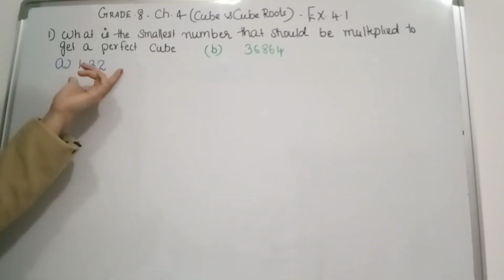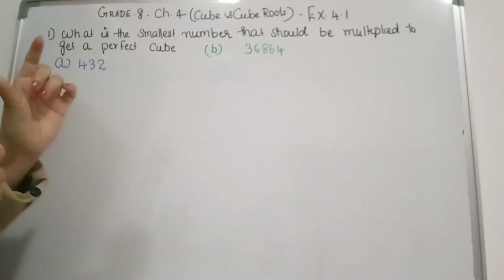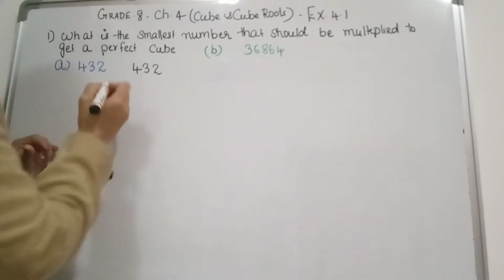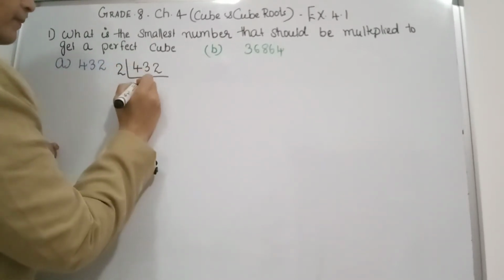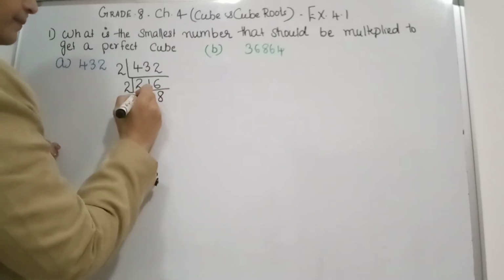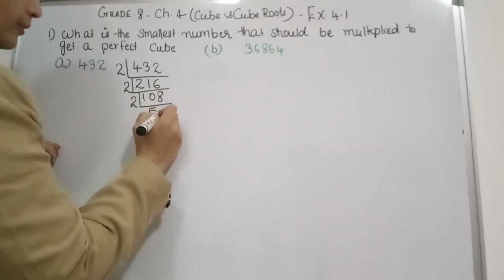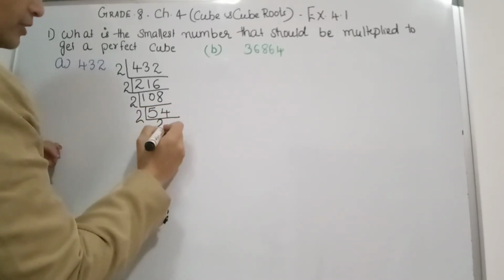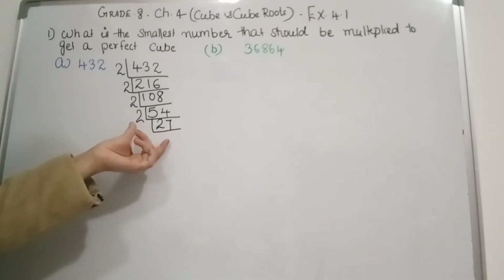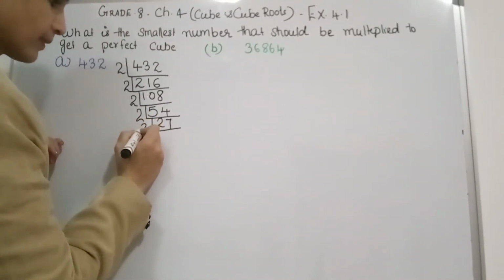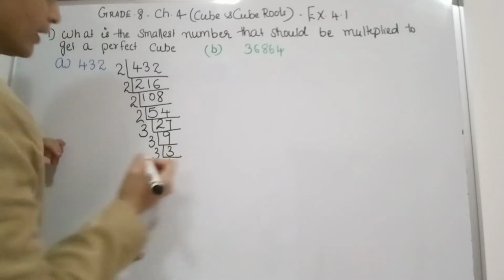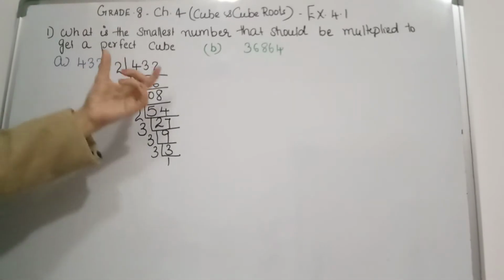First you do 432. You factorize using prime numbers, only prime numbers. So 432, this is an even number, so you can divide this by 2. 216, 108, and again by 2, 54, and again by 2, it is 27. It is an odd number, it is not divisible by 2, so you have to divide this by 3, so 9, again by 3, 3, 1. So the prime factorization of 432 is this.